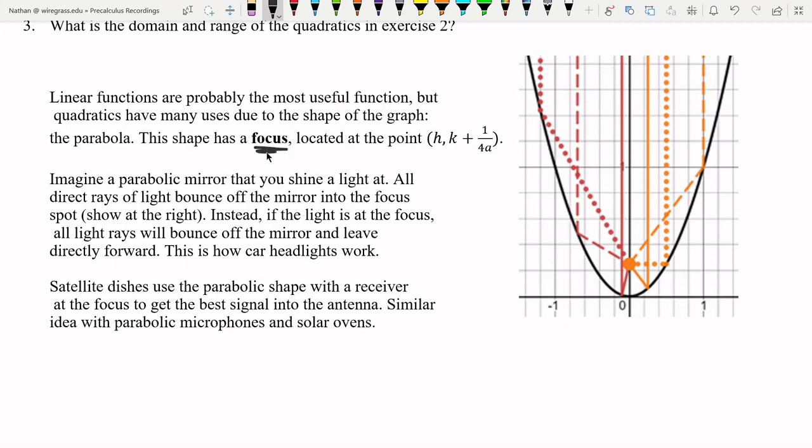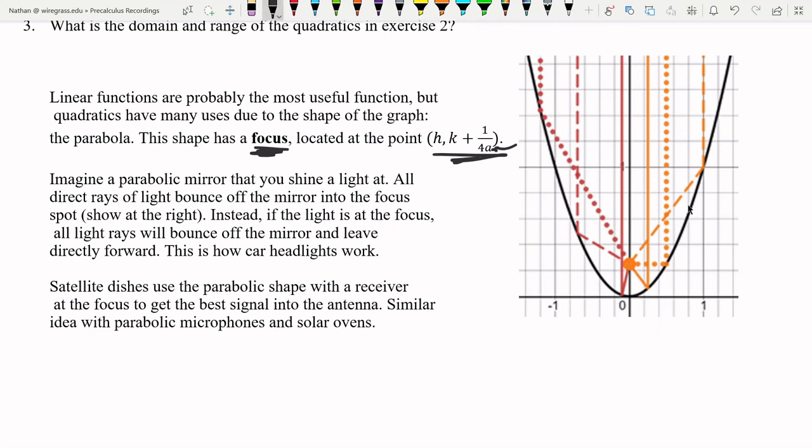This shape has what's called a focus, and it's always at this point here, a being the same a that we're working with, and it's going to be either up here if it's open upward, or if it's flipped downward, it's going to be kind of down here, kind of close to the vertex, but it might be pushed away depending on the shape of the parabola.